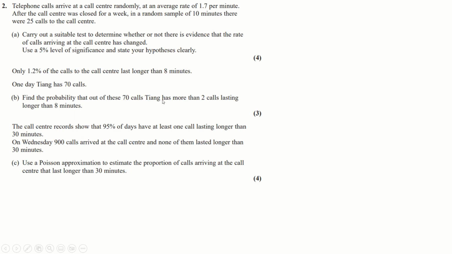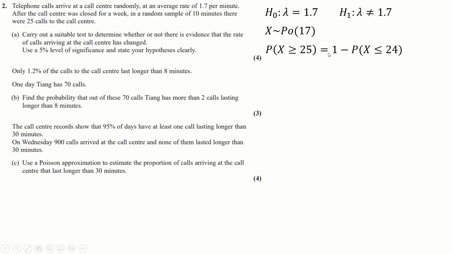We've got the Poisson question here, so average of 1.7, so H0, I guess, is that lambda is 1.7, and H1 is that it's changed, so it's not 1.7. Now we're going to model this over 10 minutes, so we're going to times this by 10 to get 17. And now we just need to think about what the probability of getting more than or equal to 25 calls is, which, when you actually want to calculate that, is the same as 1 minus X less than or equal to 24.